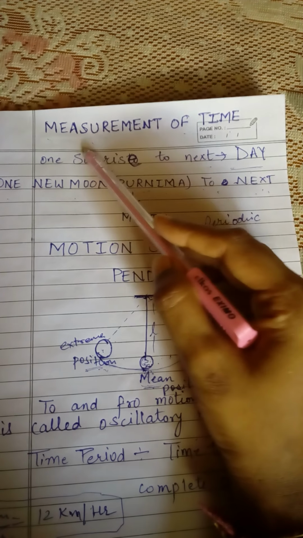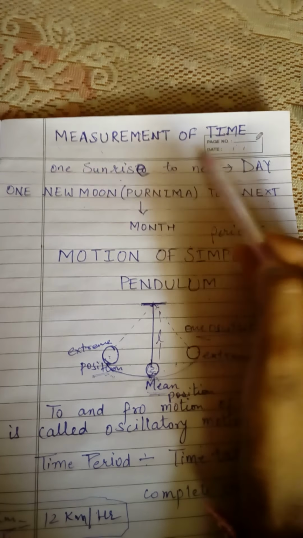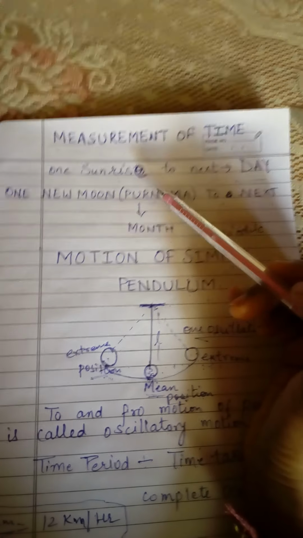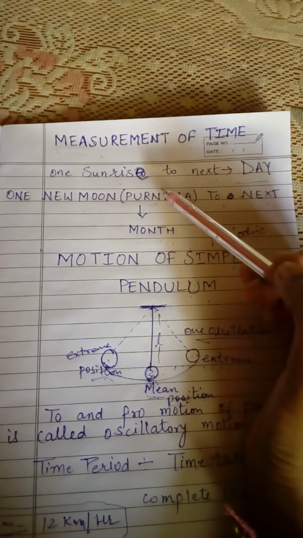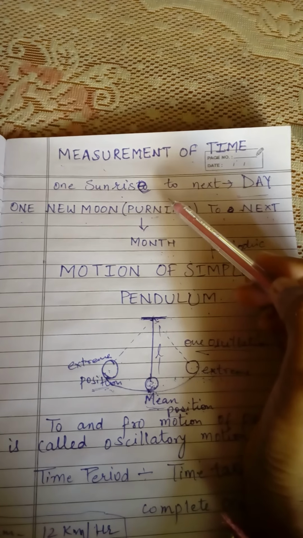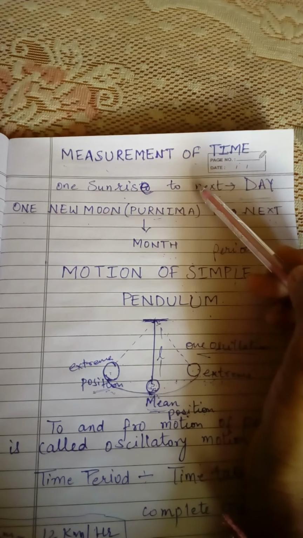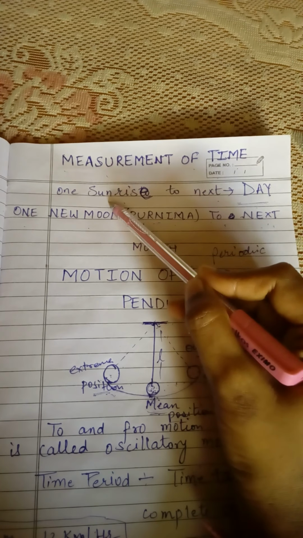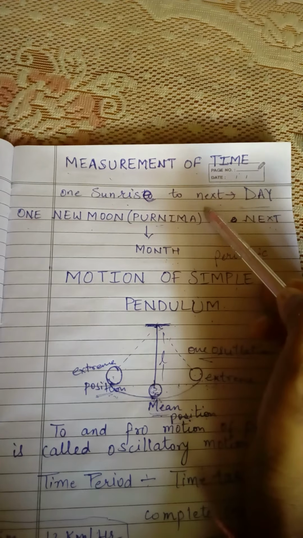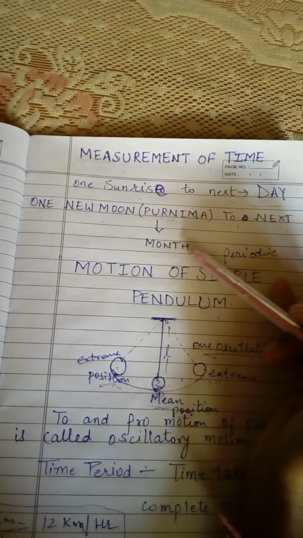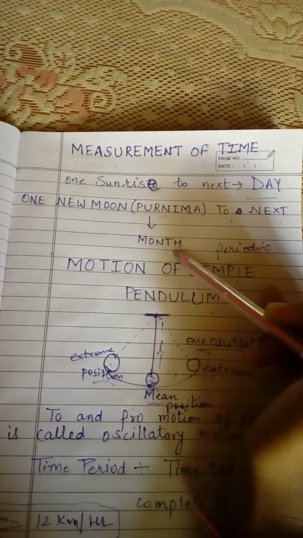Students, today we are going to learn a new topic: measurement of time. There are many methods to measure time. Earlier, our ancestors used to measure time with the observation of natural events that repeat themselves after definite intervals of time. For example, they counted one day as one sunrise to the next sunrise, and one new moon day to the next new moon day as one month.